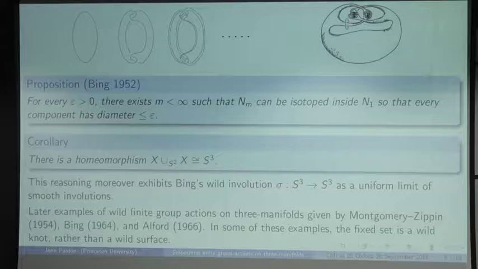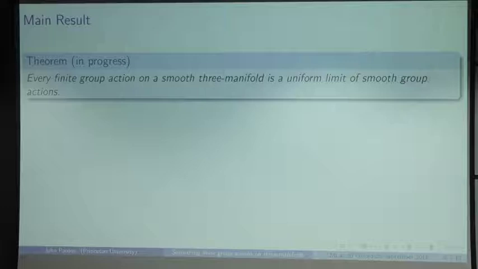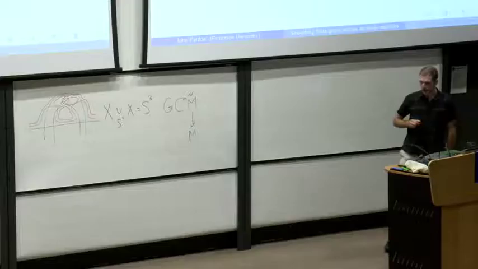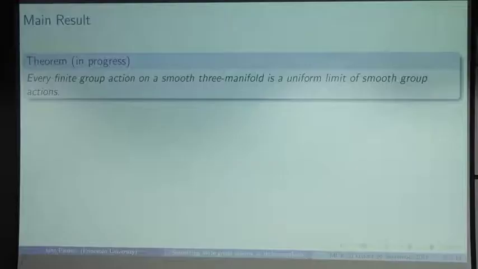Okay, so the result I want to talk about is that this procedure essentially gives you all the examples. So if you have any finite group action on a smooth three-manifold, then it's a uniform limit of smooth actions.